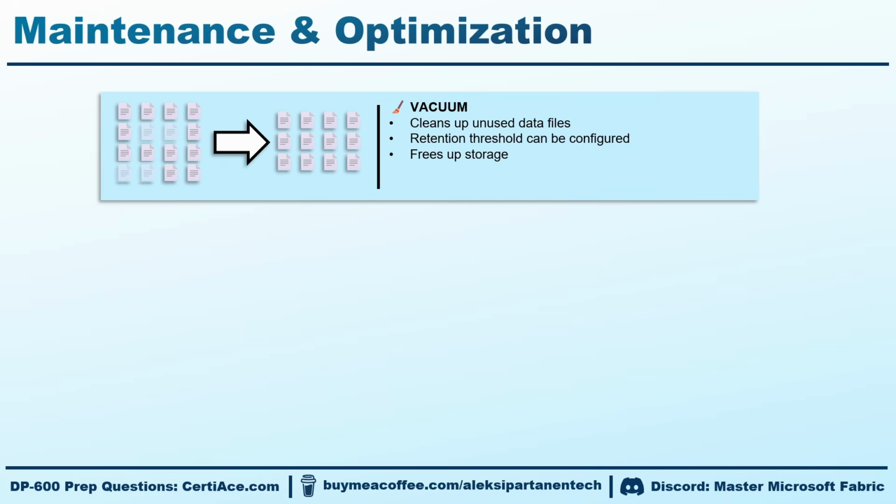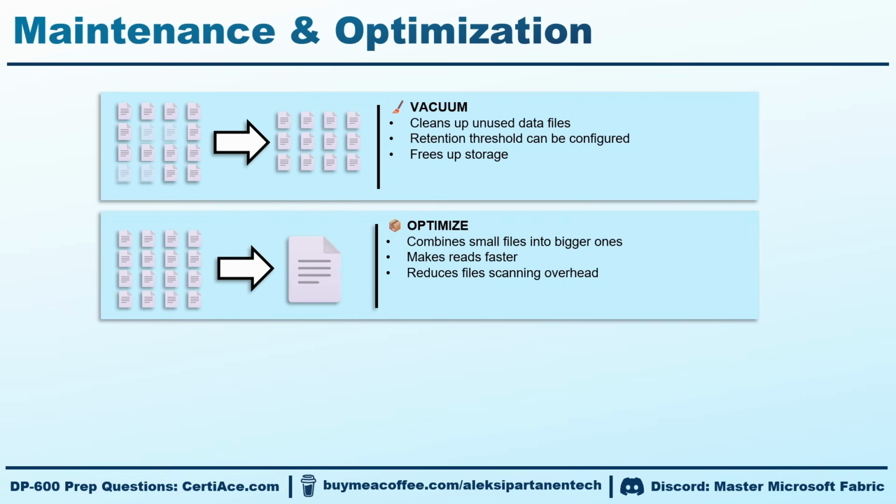Next, we have a command called optimize that will combine those smaller files into bigger ones, so that when you're querying the table, there are fewer files to scan, which will then result in faster query speeds.